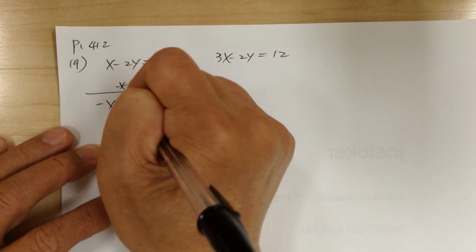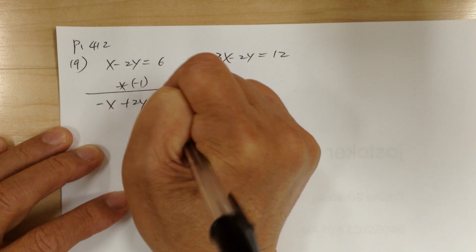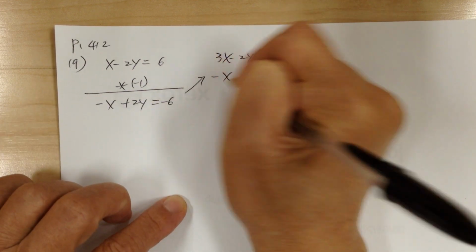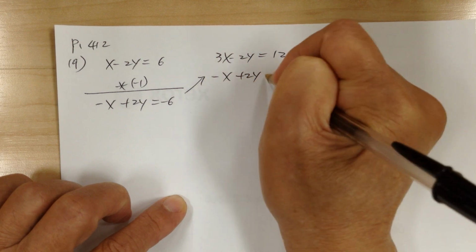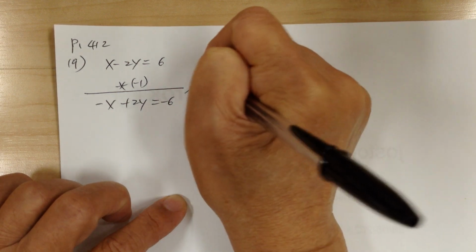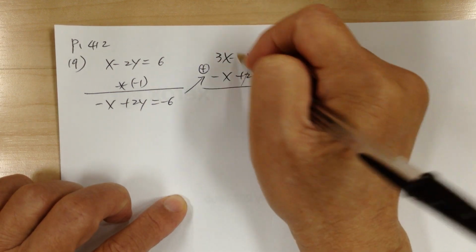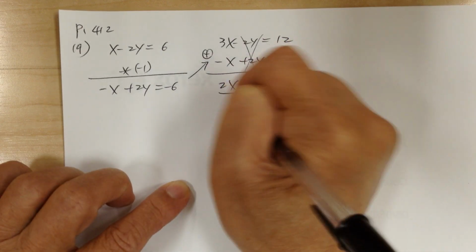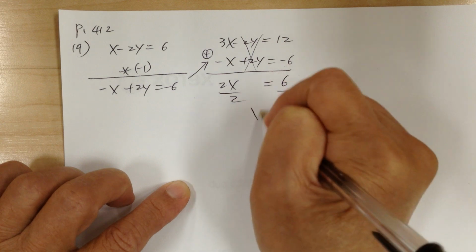So you're going to get -x plus 2y equal to -6. And I'm going to put this under here. So -x plus 2y equal to -6. I'm going to add this so that this will cancel out. So I get 2x equal to 6, divided by 2 on both sides. So x equal to 3.